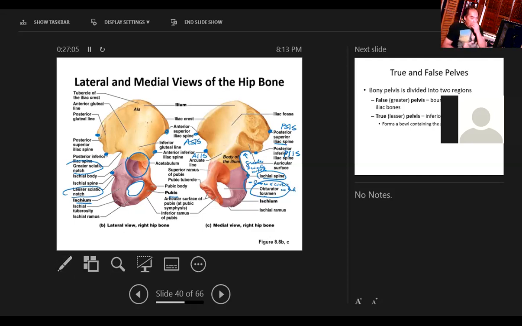Okay, so in terms of identification, it's easy. In terms of theoretical question on the lecture exam, I'm going to ask you which notch is between the PSIS and the PIIS. What do you call that notch? Is it greater or lesser? That is greater sciatic notch. Okay. So again, don't just visualize it. You should be able to actually explain it in words.